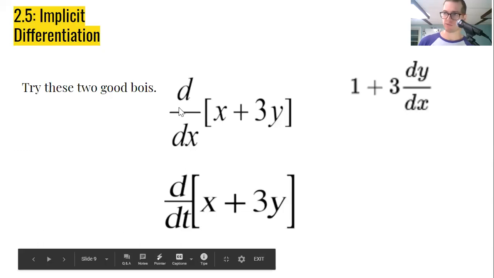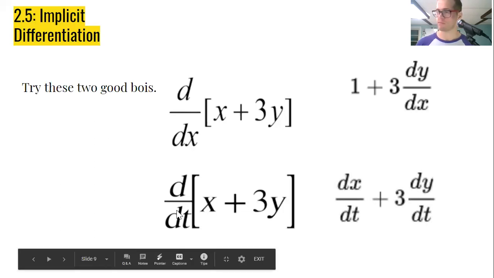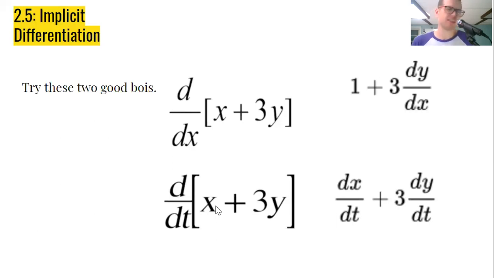Notice down here, the difference between the first and the second one is that this was d over dx. This is d over dt. Notice the difference here. The derivative of x is still 1, but we're assuming x is a function of time, or t. Usually t represents time. But x is a function of t. So we have to do 1 times dx over dt. And for 3y, same thing, except instead of dy over dx, it's dy over dt. All right?